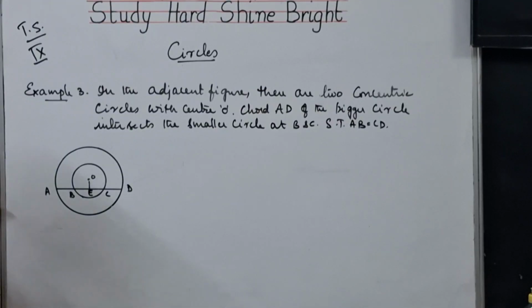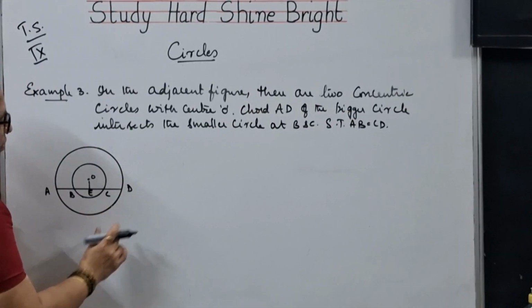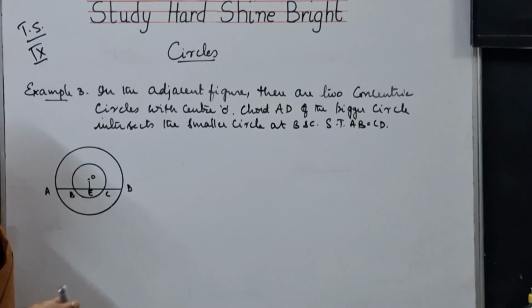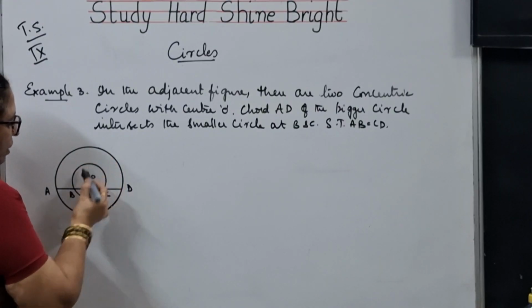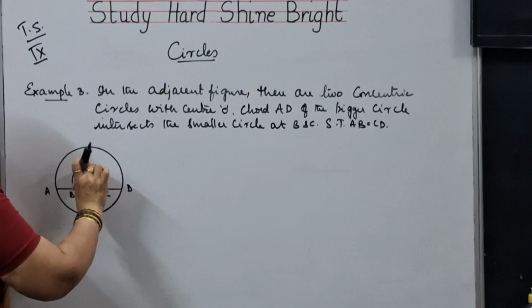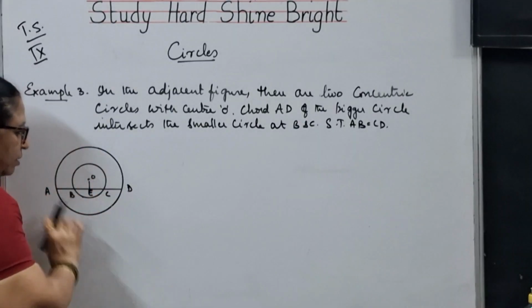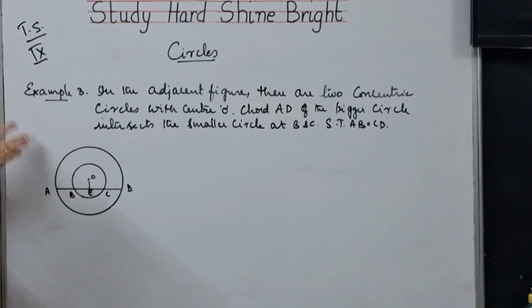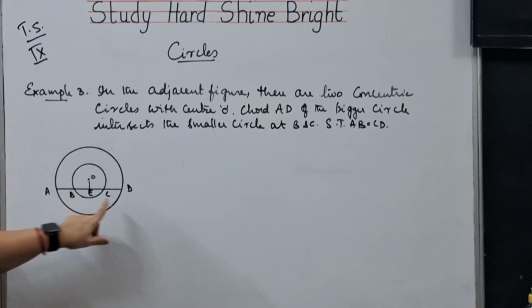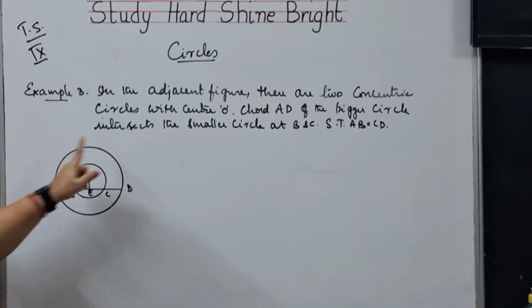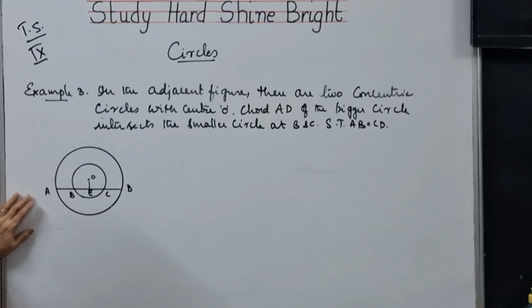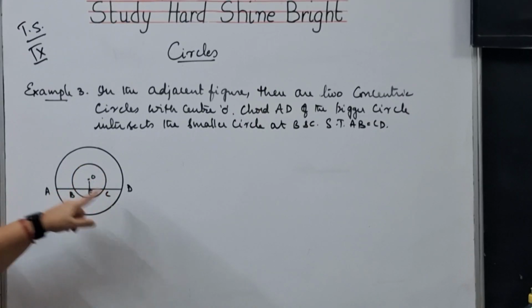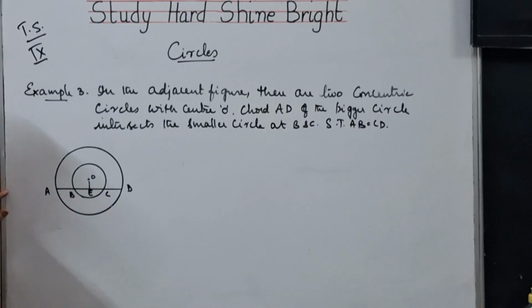Now, example 3. In the adjacent figure, there are two concentric circles. What is the meaning of concentric circles, children? Concentric circles means two circles with the same center. By using compass, one circle you will draw with the same center, another circle upon it, if you draw with more radius, then we are getting two concentric circles like this. Now, there are two concentric circles with center O. See, AD is the chord of the bigger circle. A chord AD of the bigger circle intersects the smaller circle at B and C. Show that AB is equal to CD. This is what you need to prove.